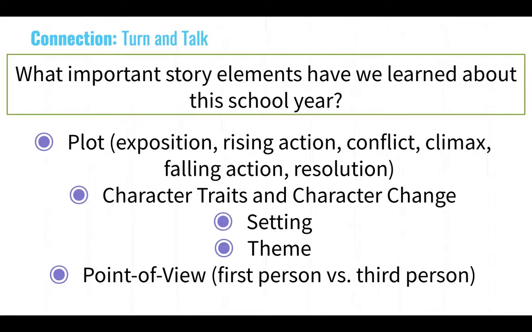We've learned about plot and all the different components of that. We've learned about character traits and character change. We've learned about setting and theme and point of view. Remember, point of view for fiction is first person versus third person.